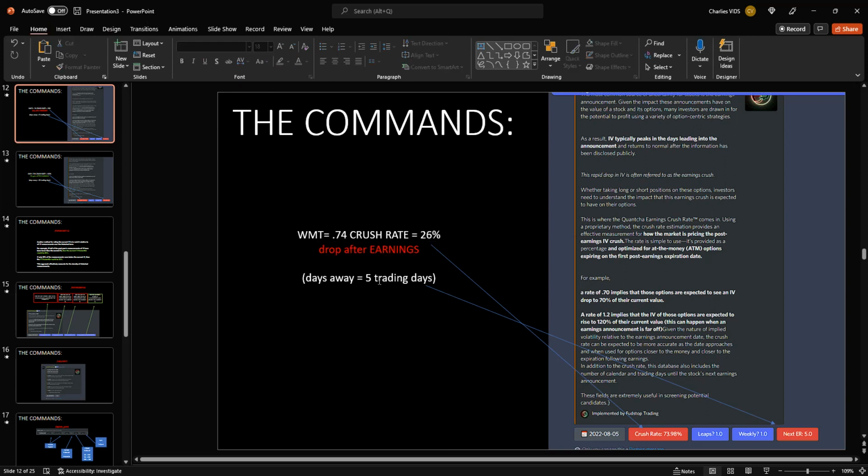So yeah, if the rate is 0.74, that means Walmart is going to retain 74% of its IV post earnings, which is 5 trading days away. My bad. So Walmart's 0.74 crush rate equals a 26% drop in IV after earnings. Now this is a close earnings. However, this is still pretty high up there, meaning we may not see much crush after Walmart earnings. Does that mean we should hold past earnings? Definitely not, because it's still going to lose some value after earnings. We always want to hold up to earnings, let it go, and then play the recovery after earnings.